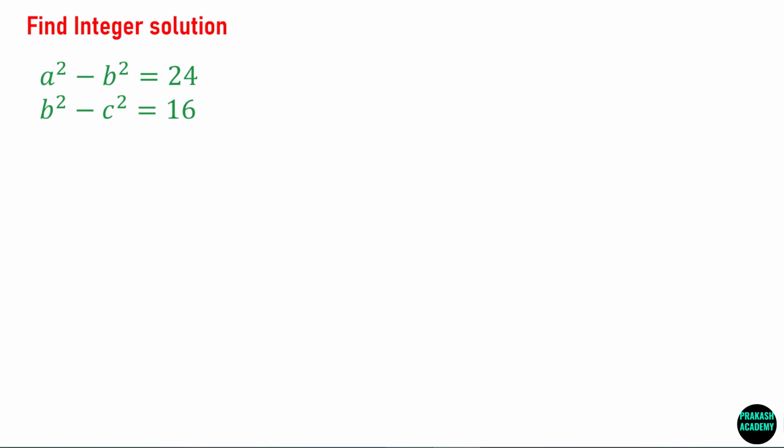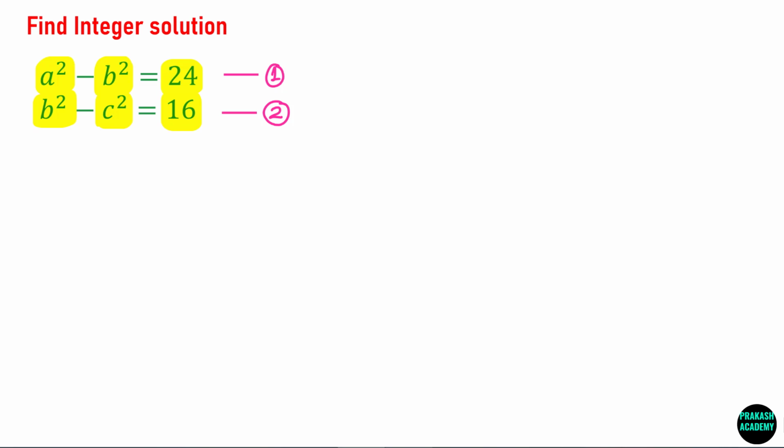Hello friends, in this problem we have to find integer solutions for a and b. So you have been given two equations. The first equation is a square minus b square is equals to 24. And the second equation is b square minus c square is equals to 16. Let us call this equation 1 and this equation 2.